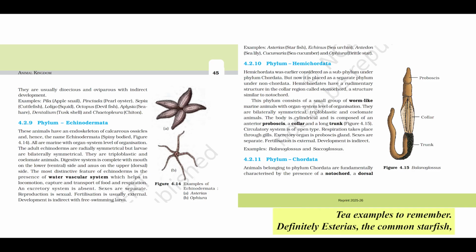Key examples to remember. Definitely Asterias, the common starfish, the sea star, Echinus, sea urchin, Antedon, sea lily or feather star, Cucumaria, sea cucumber, and Ophiura, brittle star. That water vascular system is truly remarkable.